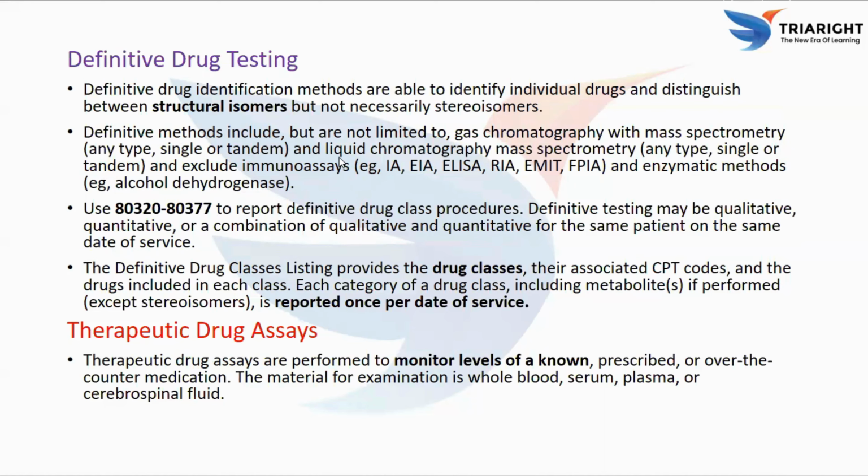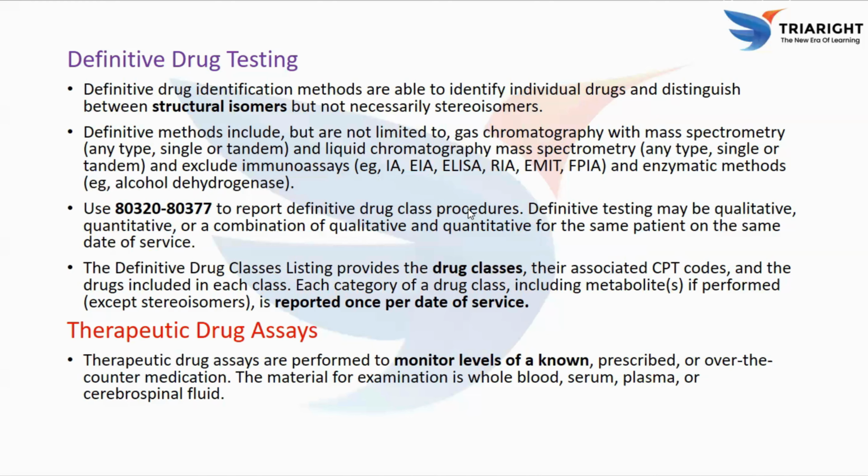So what makes a test definitive? A definitive test uses advanced chemistry instruments that analyze the chemical structure of the drug. So they can identify the individual drugs. They can distinguish between structural isomers, which have the same formula but a different structure. They usually cannot distinguish stereoisomers. Stereoisomers are the mirror image forms of the same drug, unless special methods are used. So what are the methods used in definitive testing? These are high complexity laboratory methods.